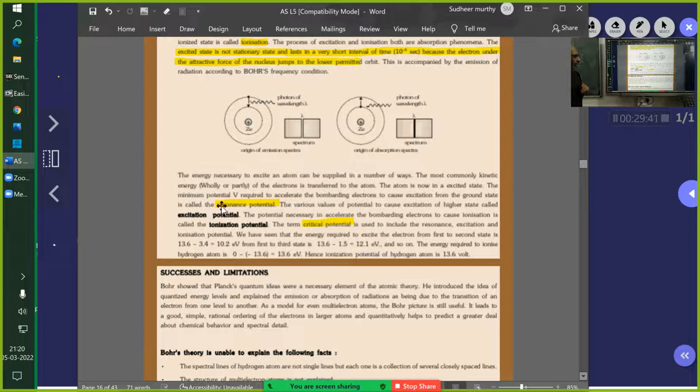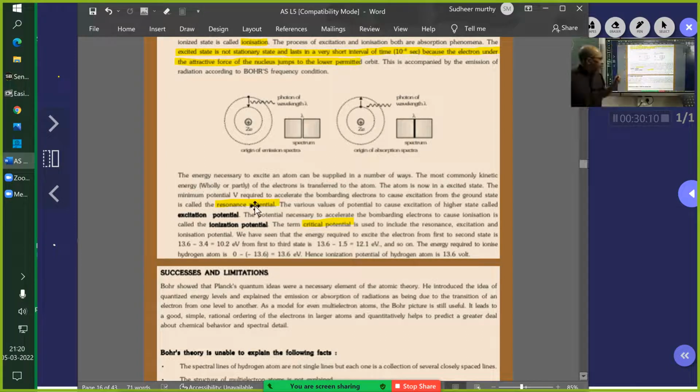The minimum potential we require to accelerate... See here, an electron can be excited by providing energy to the electron. There are several ways of providing energy to the electron. One familiar way is that if a photon comes and hits the electron, this photon energy is absorbed by the electron and it gets excited. That is one thing that we are all familiar with.